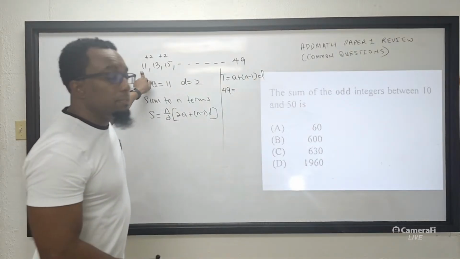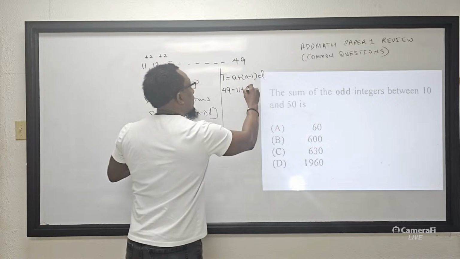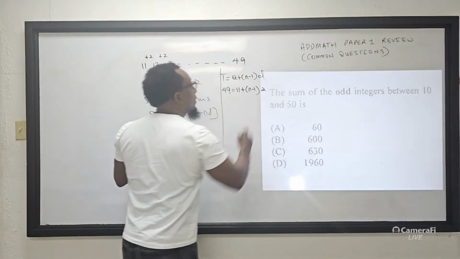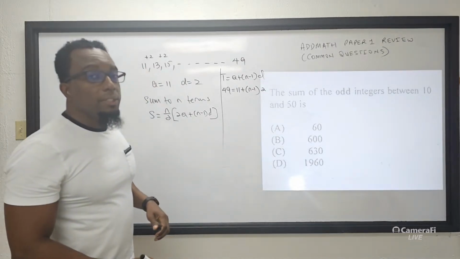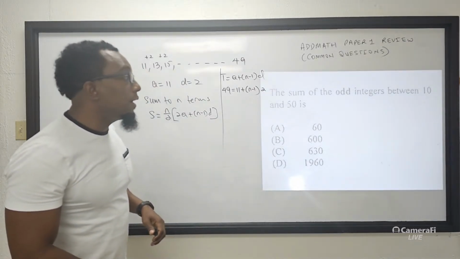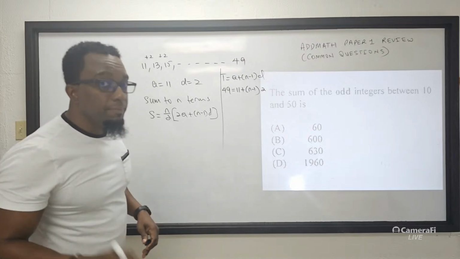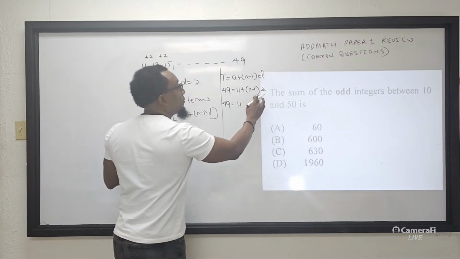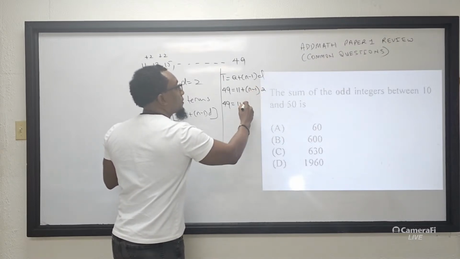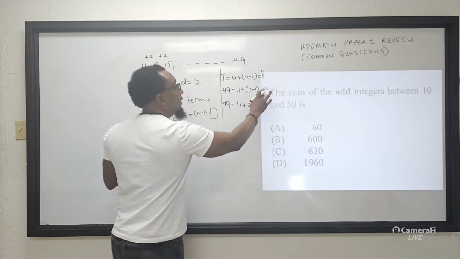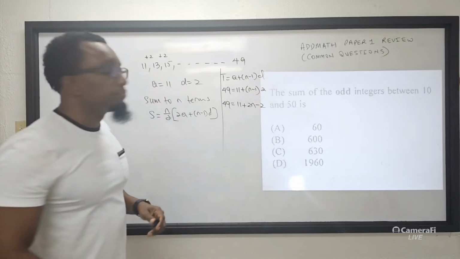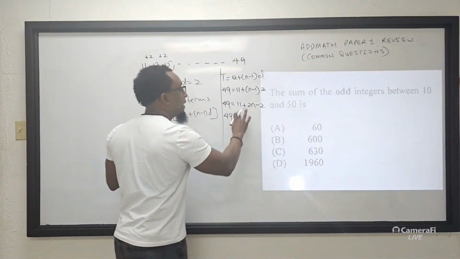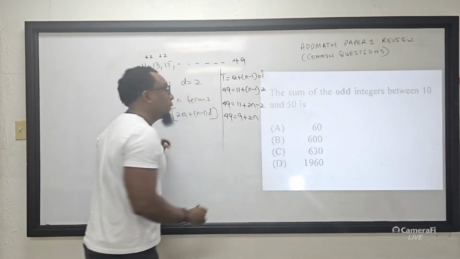A will be your first term, which is 11, plus n minus 1. D, the common difference, is what? 2. So let me find n. That's an equation where I can find n, the number of odd integers between 10 and 50. So this will be 49 is 11. Let me remove my brackets. This is plus 2 by n will give me 2n. 2 by negative 1 is negative 2. So I'm going to get 49 is equal to 11 minus 2, which is 9, plus 2n.